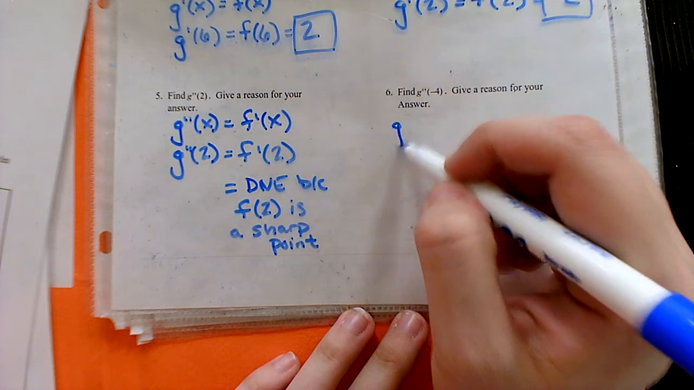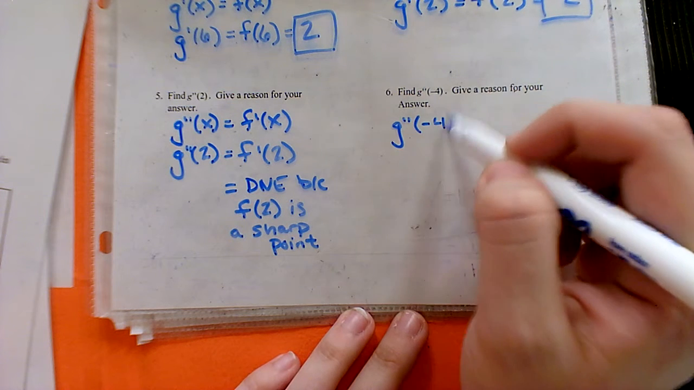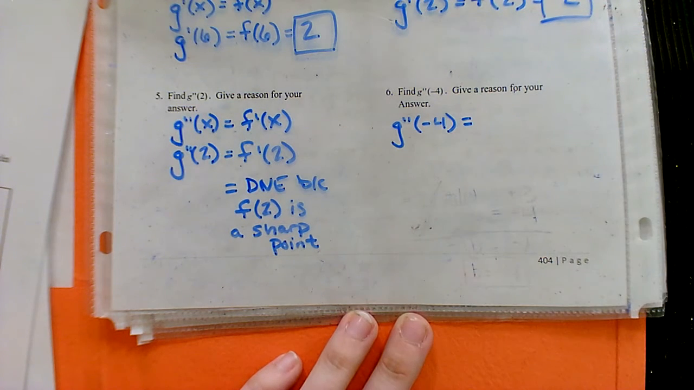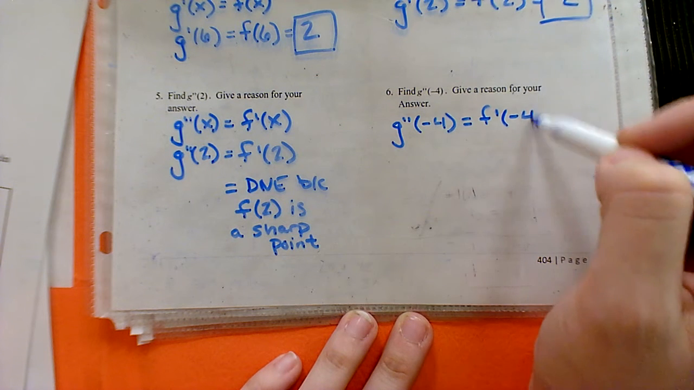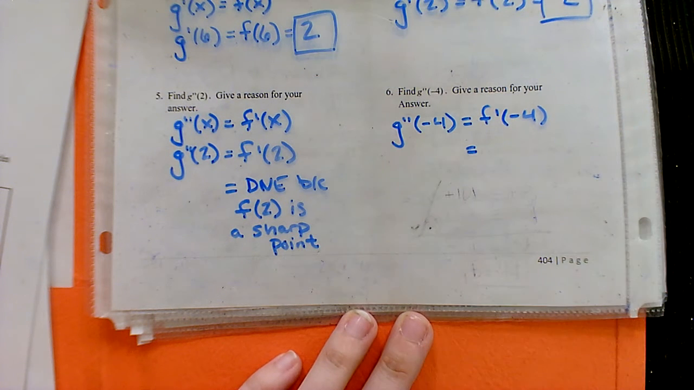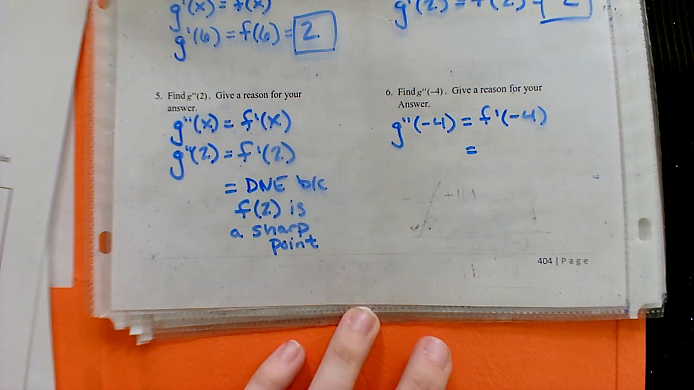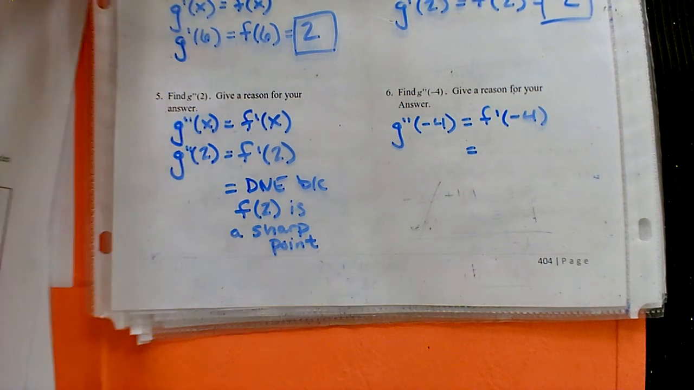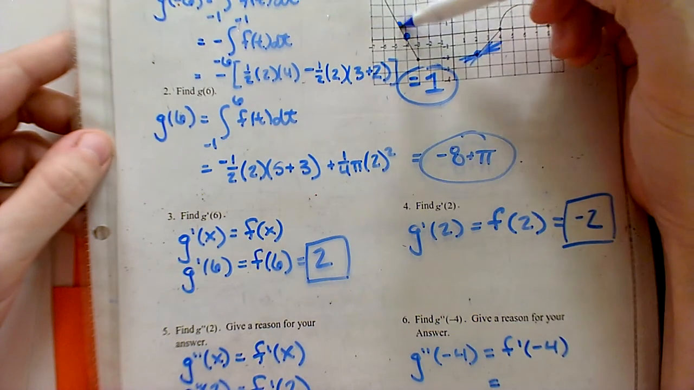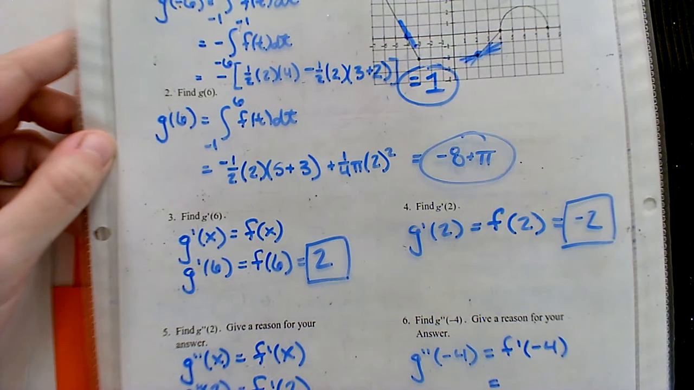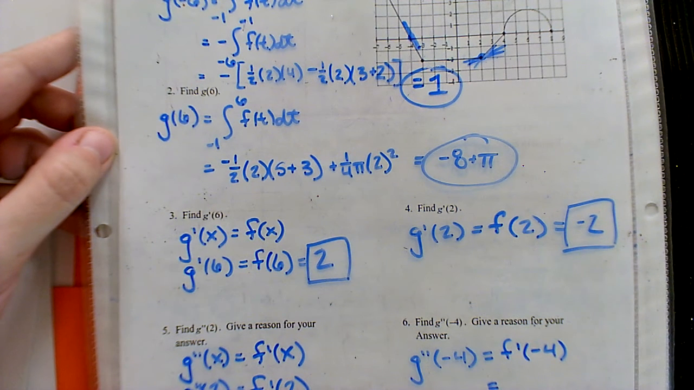Let's try 6 because it's kind of similar. We're going to plug in -4 into the second derivative of g, but that represents the first derivative of f, aka the slope of the f graph. So what's the slope at -4? Plot a point, draw a tangent line. What does it look like?